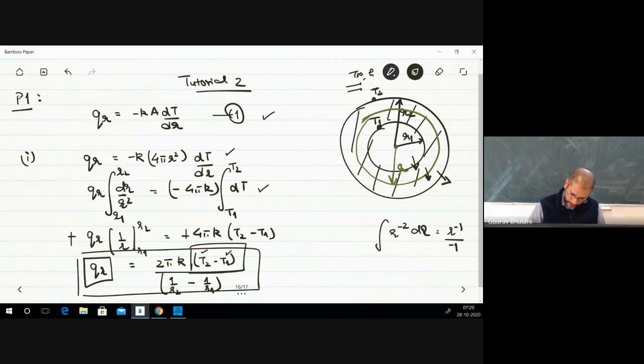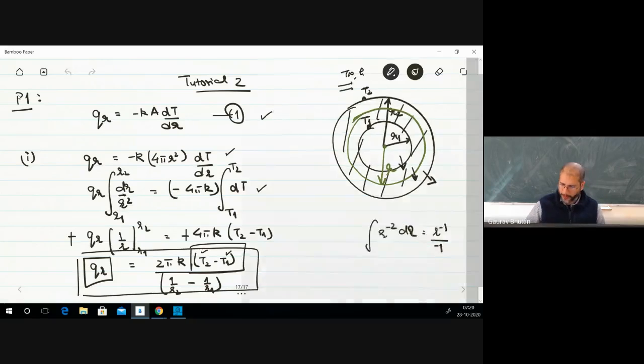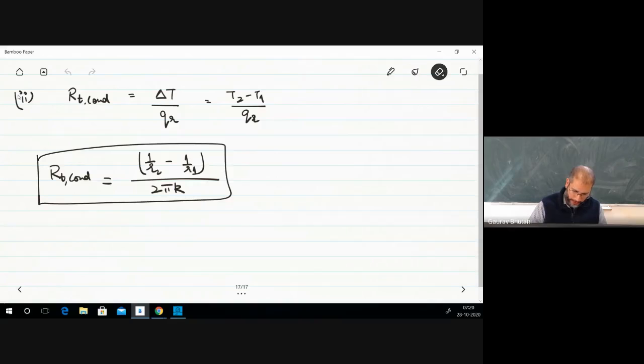This negative sign got cancelled. And then we had QR as T2 minus T1 upon 1 by R2. This is correct. So okay, well, this is 4 pi K firstly. So that's not a problem.